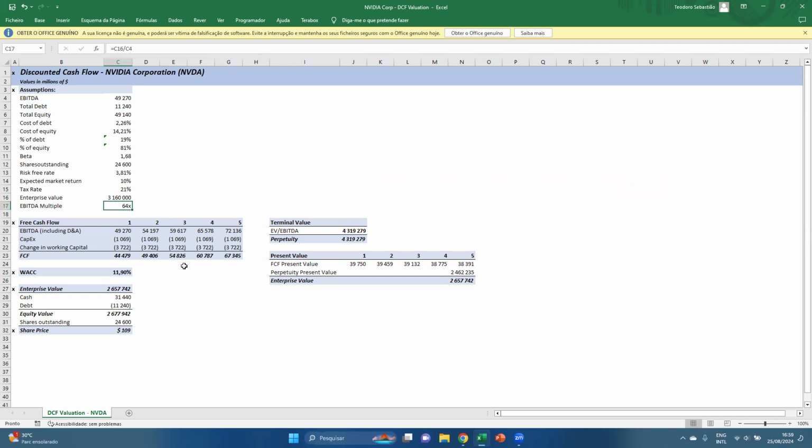It's 64 dollars for each dollar of the revenue, because if we multiply the EBITDA times the multiple, it's going to give us the enterprise value. Then we have the terminal value, or the perpetual value, and here it is. Then we are going to calculate the present value, where we are going to discount back using the cost of capital.